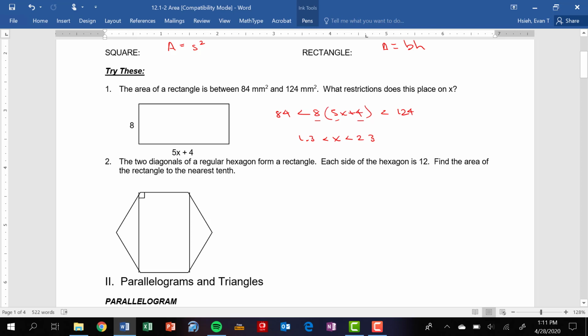Two diagonals of a regular hexagon form a rectangle. So here's your rectangle, and you want to find the area of that rectangle if the side of the hexagon is 12. So this is 12. This is 12 here. I know it's going to be length times the width. I already have one of them. I already have the 12 here. So I've got to just find the other piece of that.